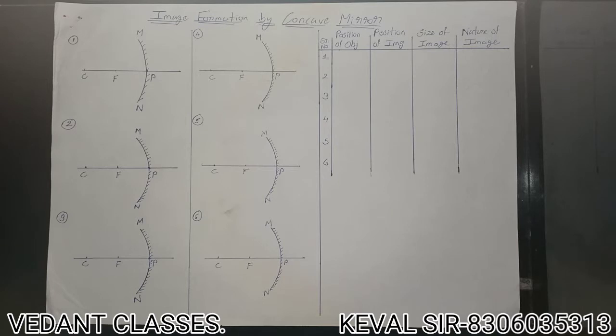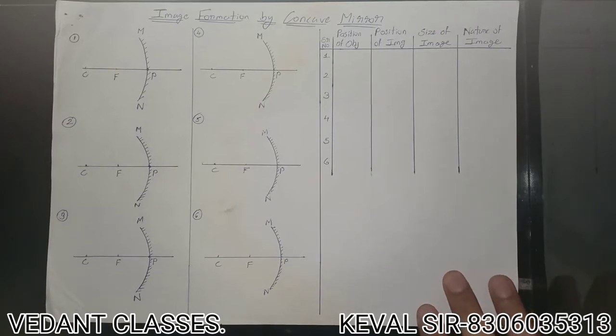Okay, so in this lecture we'll see the image formation by concave mirror and then we'll see the image formation by convex mirror. Before starting the image formation, let's revise what we have seen in the last lecture. If you haven't seen the last lecture, then see lecture number 3 of the light chapter on the Vedant classes channel. So now let's revise that.